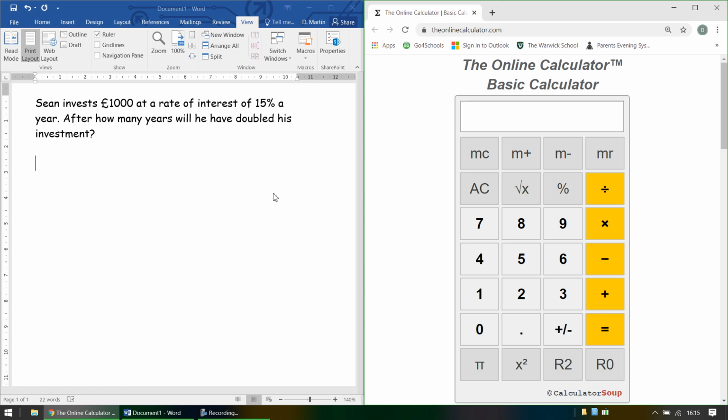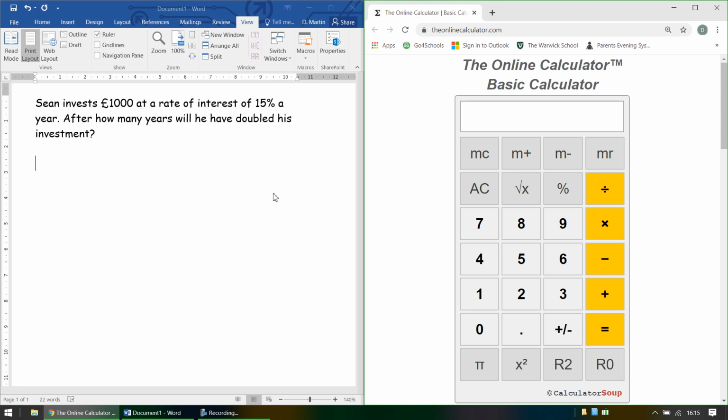So for example, the question here is investing £1,000 at a rate of 15%, and then asking after how many years will he have doubled his investment. So when will we get to £2,000? Now, the pure mathematical approach to answering this is beyond the scope of what we need to do at GCSE level. We can, however, solve it with the tools that we have.